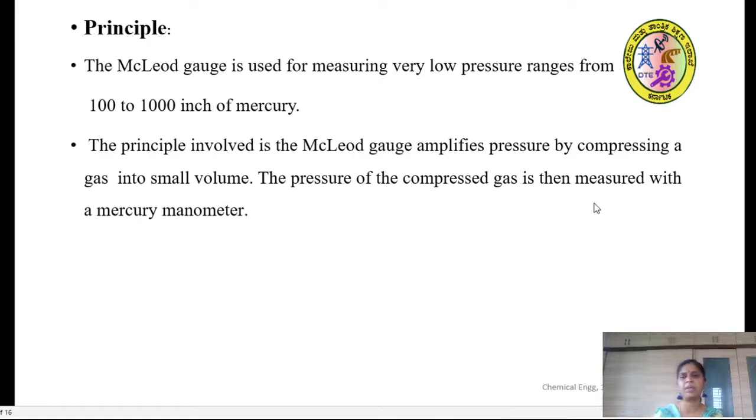The pressure of the compressed gas is then measured with a mercury manometer. So this is the principle.